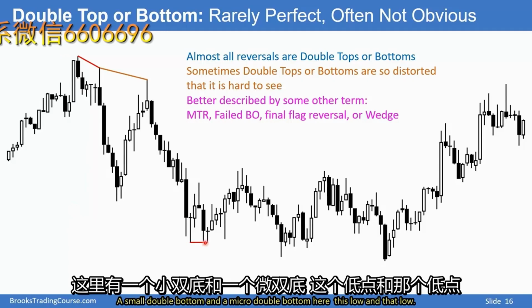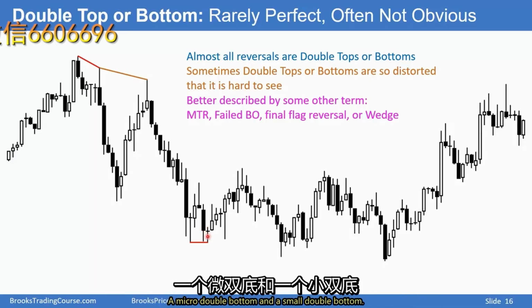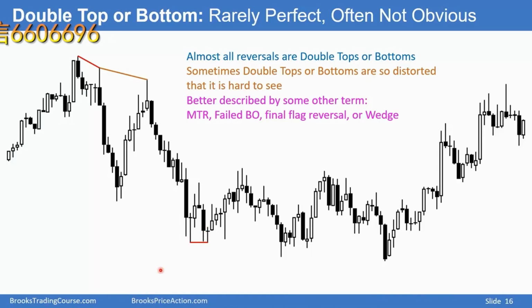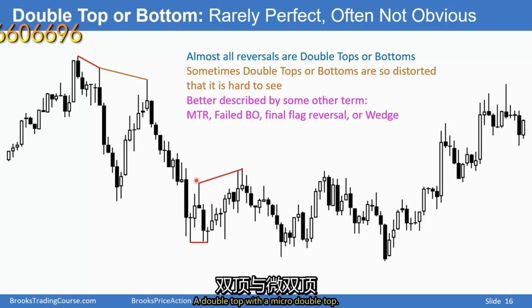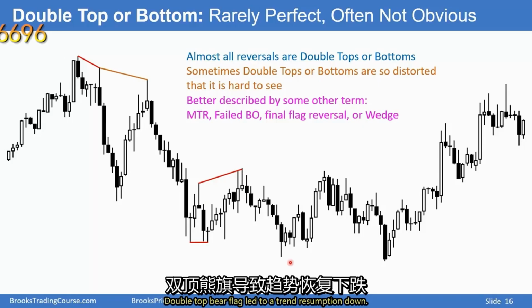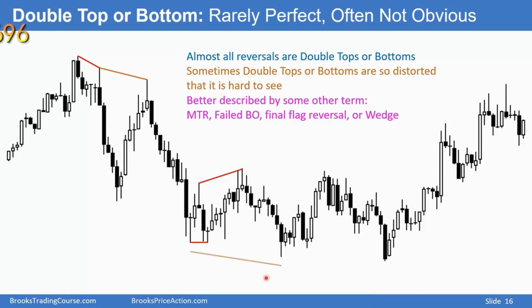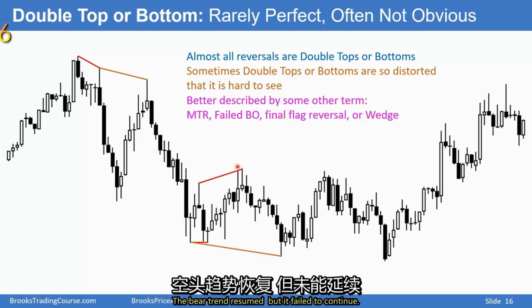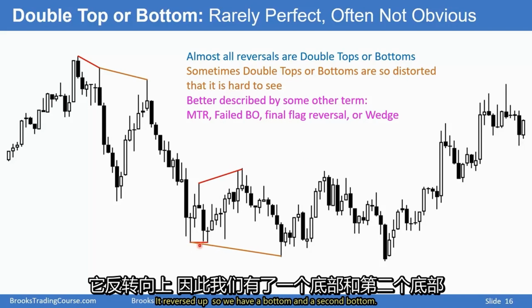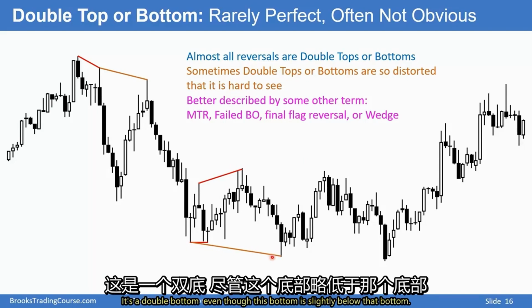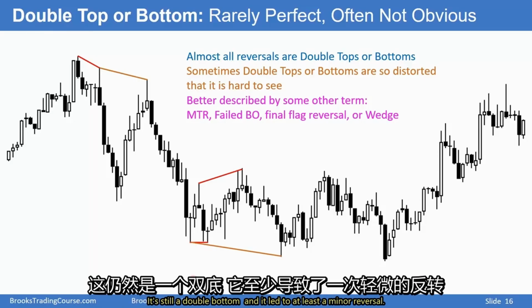A small double bottom and a micro double bottom here, this low and that low. Micro double bottom and a small double bottom. A double top with a micro double top. Double top bear flag led to a trend resumption down. The bear trend resumed, but it failed to continue. It reversed up. So we have a bottom and a second bottom. It's a double bottom. Even though this bottom is slightly below that bottom, it's still a double bottom, and it led to at least a minor reversal.